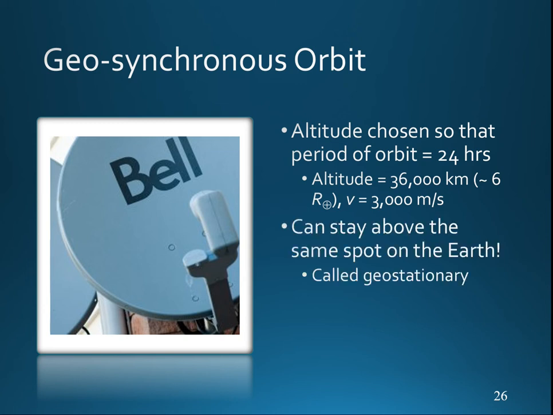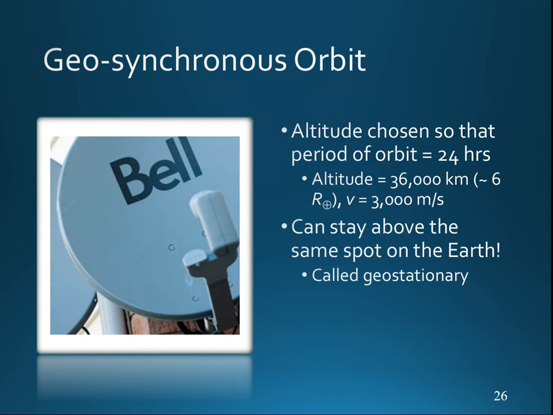There is a special case of geosynchronous orbit where if we orbit at the equator, we can stay above the same spot on Earth, and this is called a geostationary orbit. So geosynchronous just means that the amount of time is 24 hours, but it might circle the Earth at any place or in any direction.